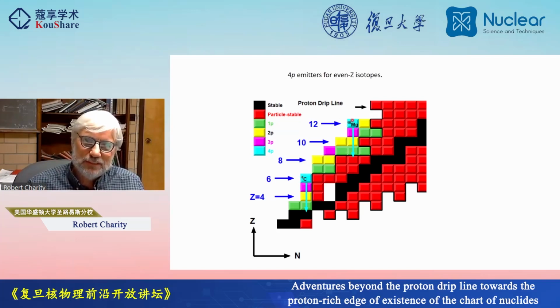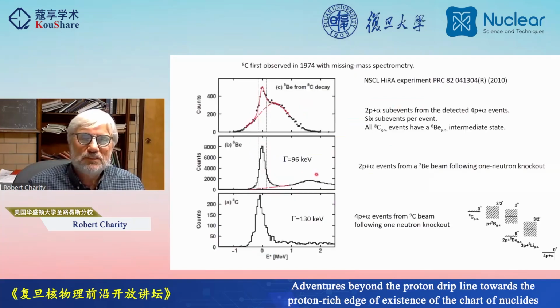Carbon-8 and magnesium-18. Carbon-8, again, is the simplest case. We start with the alpha and just add protons. So now we have 4 protons plus an alpha. So it's just 1 extra proton to the boron-7 that I mentioned before. Carbon-8 was discovered in 1974 with a missing mass spectrometry, so some sort of transfer reaction. And so they did not know anything about the correlations in the decay.